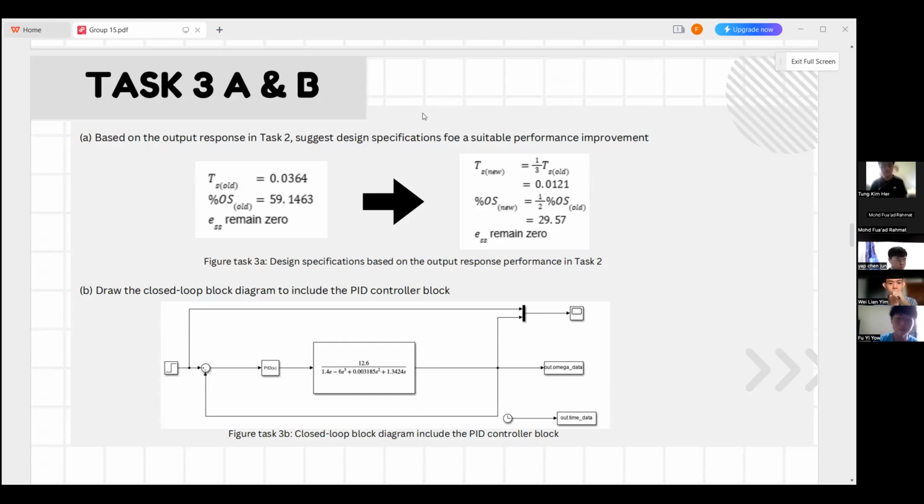In task 3B, we can see the block diagram of the PID controller block that would be executed in the simulation.